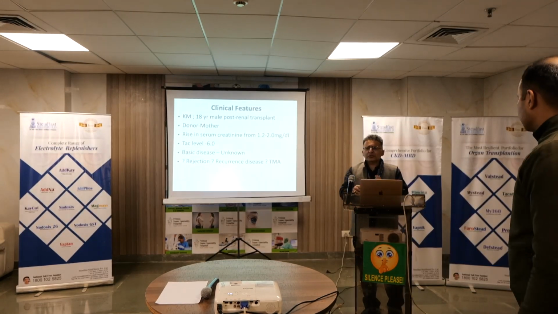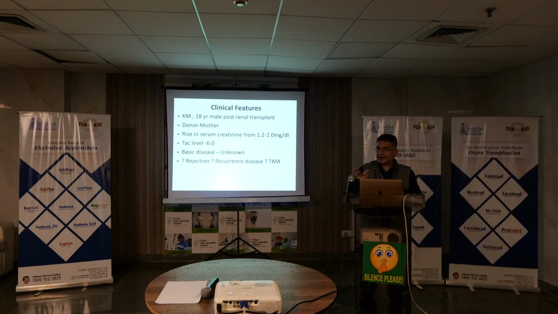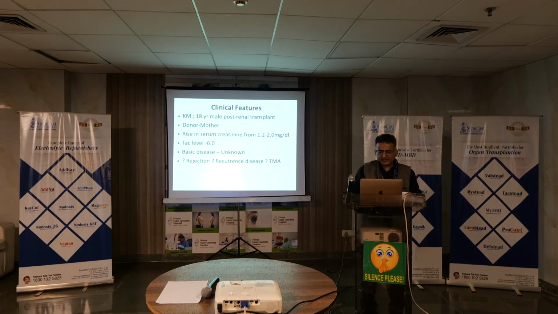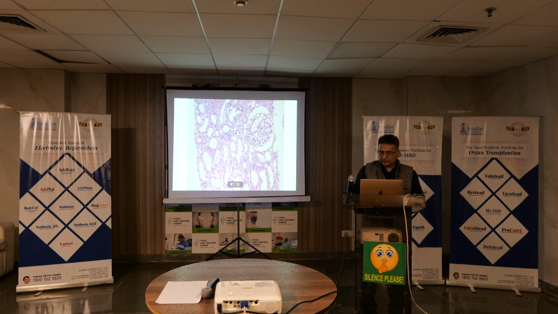So I'm going to show you more images rather than theoretical kind of thing, and I'll try to make it interesting. I may ask you, what do you think is there in the slides, so that all of you are awake and listening. So this is an 18-year-old male post-renal transplant. Donor is mother. There is rising creatinine from 1.52 to 2, and TAC level is 6. Basic disease unknown. Suspicion was rejection. Recurrent disease was also kept as a possibility, though they suggested there was no proteinuria, and thrombotic microangiopathy. So when you look at this kidney biopsy, what is the first impression you have? Do you think there is infiltration in this biopsy?